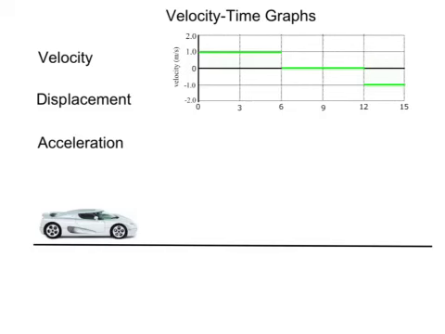So here we are with velocity time graphs. We can get the same information from a velocity time graph that we can from a position time graph. We can get velocity, we can get displacement, and we can get acceleration. So in this particular graph, we've got the velocity here, we've got our time here. That time is in seconds.